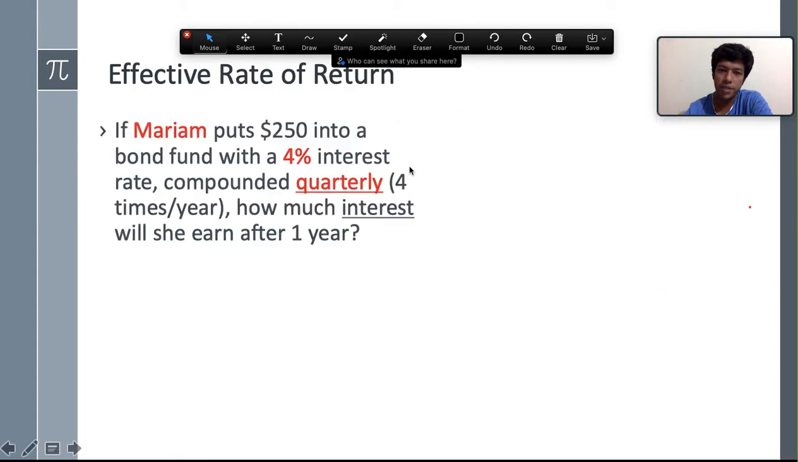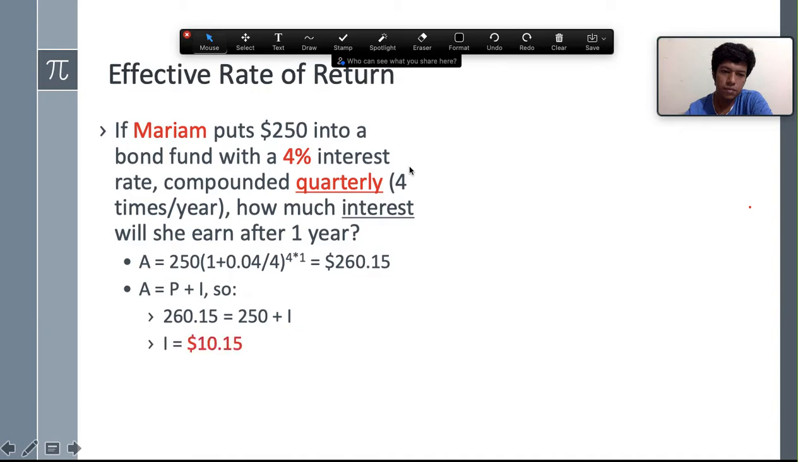We have an example on the next page. See, Mariam puts $250 at a 4% interest rate, compounded quarterly. Quarterly means 4 times a year. 1 quarter means 1/4 of something. So how much interest will she earn after 1 year? We do the calculation and we see that $250 becomes $260.15. That means she deposited $250, she got $260.15. That means $10.15 she received as interest.